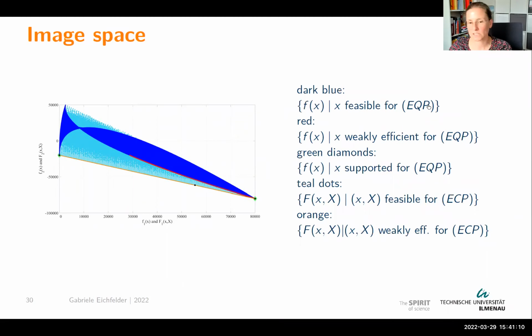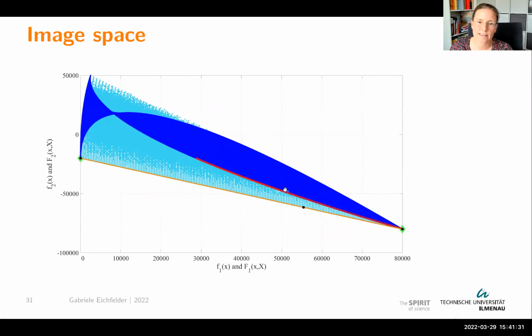Still from the original quadratic problem, which was a non-convex problem, all possible attainable values are marked here with this blue set, which is clearly a non-convex set. And the images of the weakly efficient set can be found on the lower left boundary of the set. It's marked here with red. And here, this point, I zoom in. So here the red line are the images of weakly efficient points.